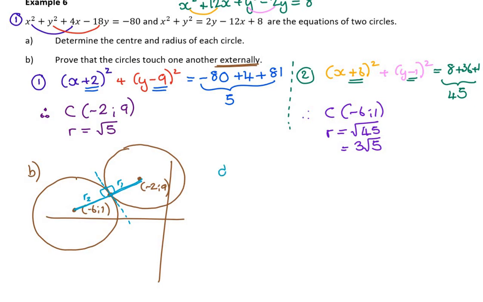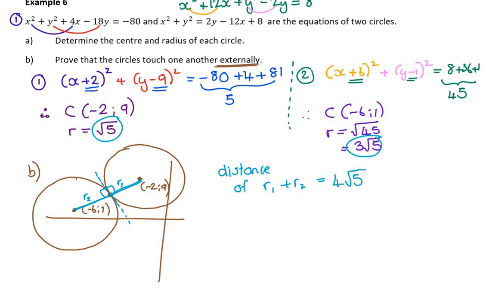Now I know what that distance is. The distance of the radius 1 plus the radius 2 is equal to 1 root 5 plus 3 root 5, which is 4 root 5. So if you add the two radii together, the distance between them, the two radii, is 4 root 5. So the distance between the two centers should be 4 root 5 if they touch each other.